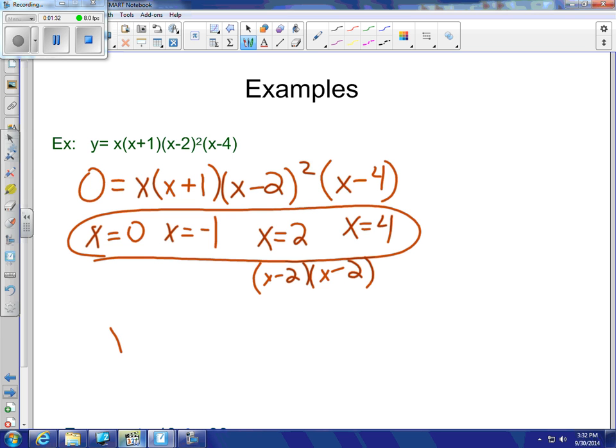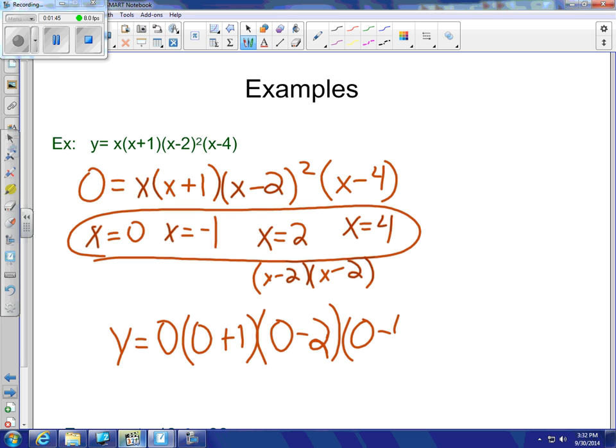Y-intercept, plugging in 0 for x, right? Plus 1, 0 minus 2, 0 minus 4. This one's squared. Now, we don't care about what this is, right? Because anything multiplied by 0 gives you 0 right back, right? Okay.